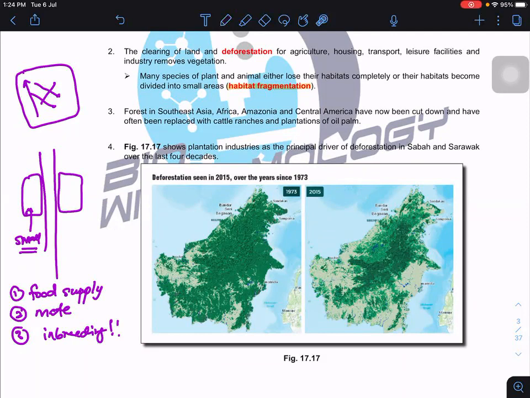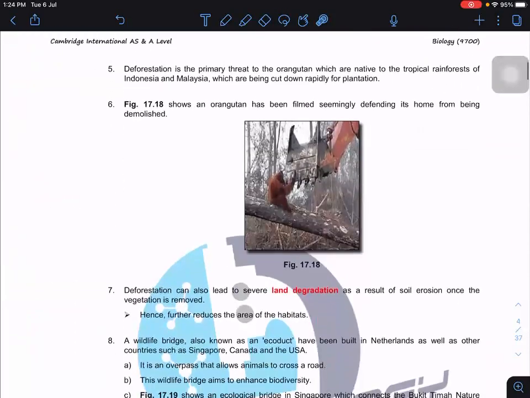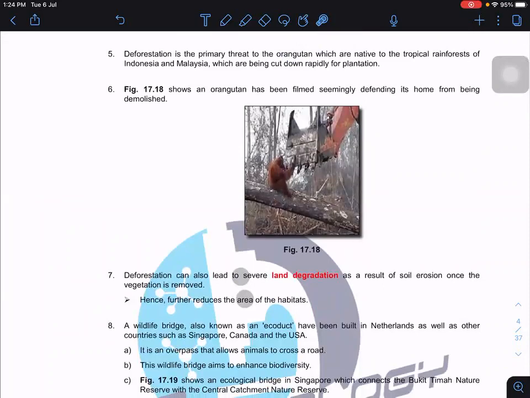Okay, so generally in Southeast Asia, Africa, Amazonia, and Central America, forests have now been cut down and replaced with cattle and also plantations, again, the oil palms. So deforestation is a primary threat to orangutans, which are native to the tropical rainforest of Indonesia and Malaysia. This is one of the footage showing an orangutan actually defending his home. It seems light, okay, but we do not know. But this is very, very sad in this case, okay, because of deforestation in the Borneo Islands.